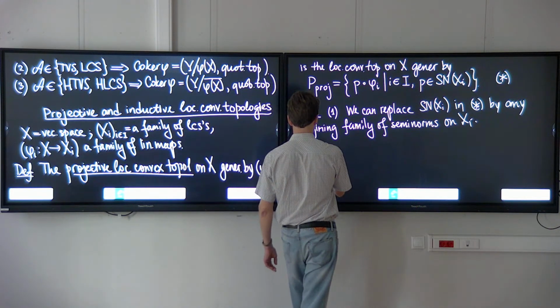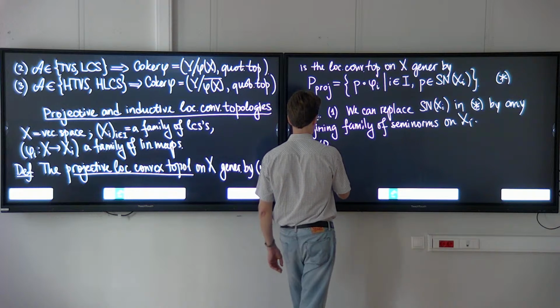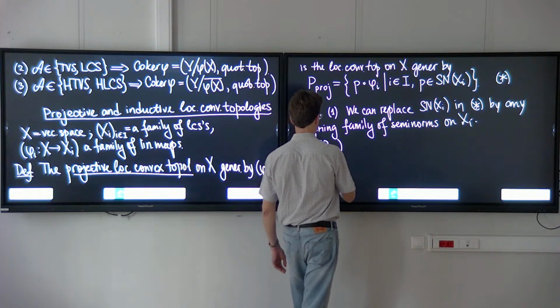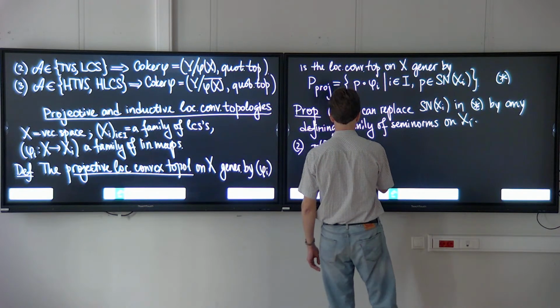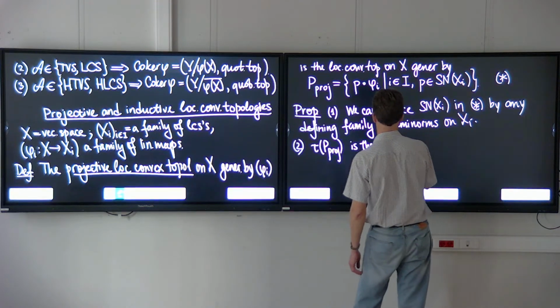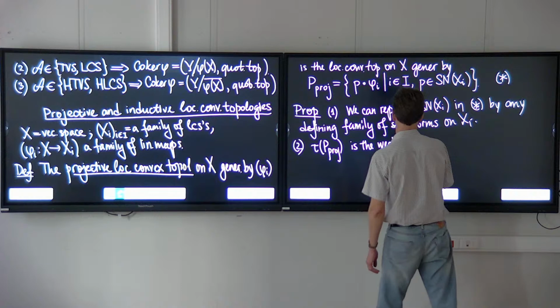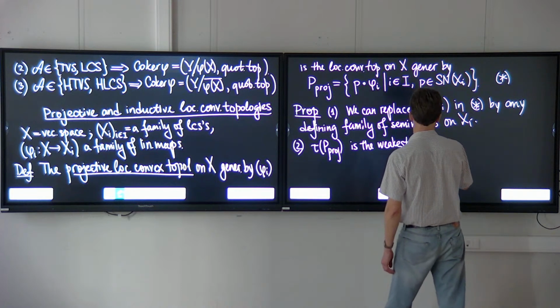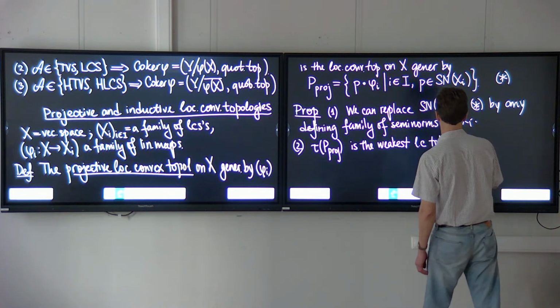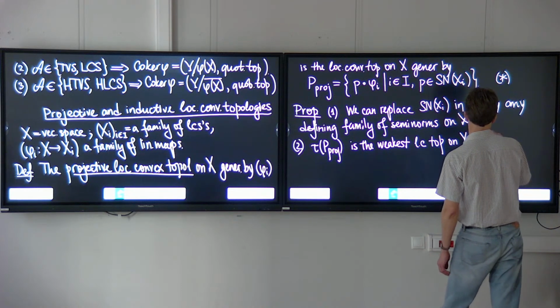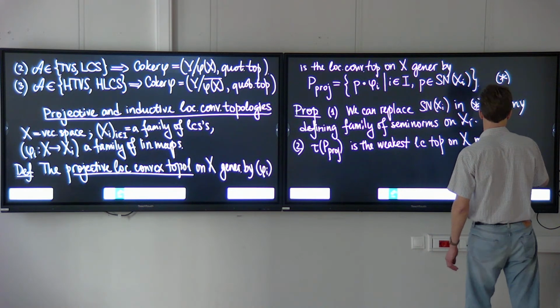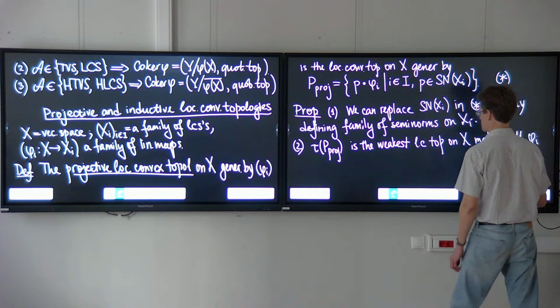Second, the projective locally convex topology on X is the weakest locally convex topology on X making all the maps phi I continuous.